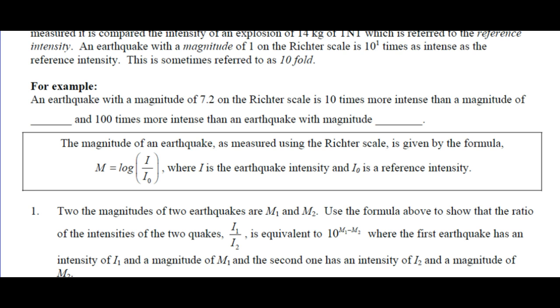So if we had an earthquake with the magnitude of 7.2 on the Richter scale, it would be 10 times more intense than the magnitude of what? Where would we be on the Richter scale if we were 10 times less intense than 7.2? 6.2, right? Because every movement of 1 on the Richter scale is a factor of 10, and it would be 100 times more intense than an earthquake with magnitude of 5.2.